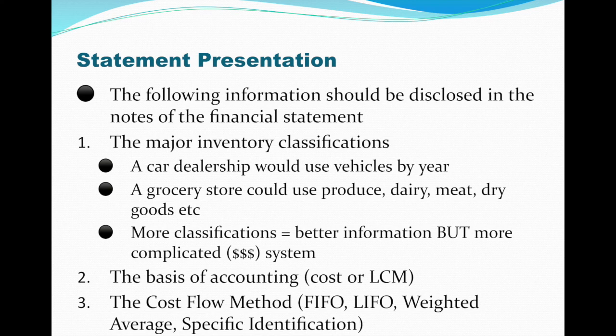The cost flow method, either FIFO, LIFO, or weighted average, or specific identification. So this is from before the March break. Hopefully you guys remember that. But you want to disclose which inventory method you're using, because there's no way that readers of your statements would know unless you told them. So these three items need to be disclosed at the beginning or the end of a statement, just as little notes. They don't actually go in the statement. They're like accompanying notes, if you know what I mean.